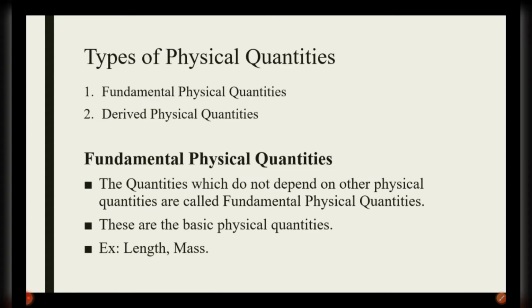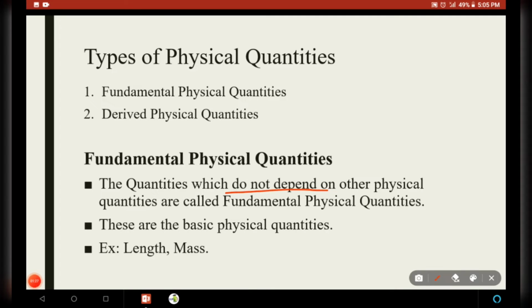Then, types of physical quantities. There are two types of physical quantities. The first one is fundamental physical quantity, and the second one is derived physical quantity. Fundamental physical quantities are the quantities which do not depend on other physical quantities. It means these are the basic physical quantities.